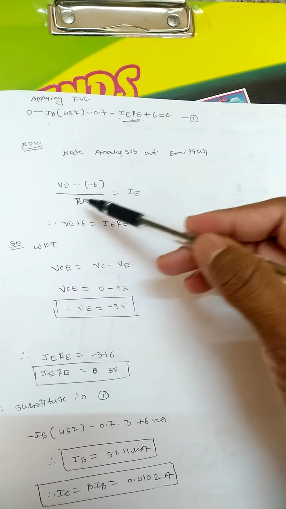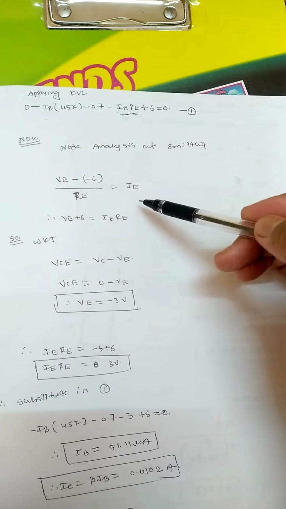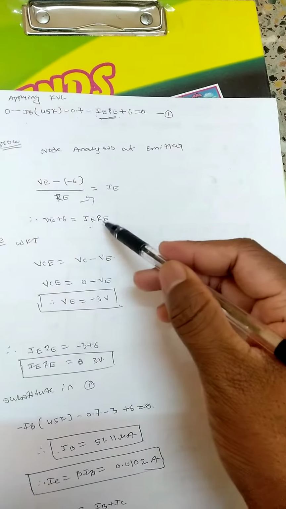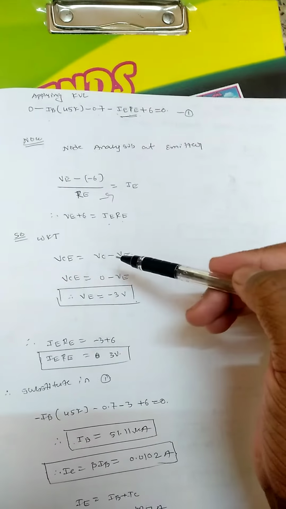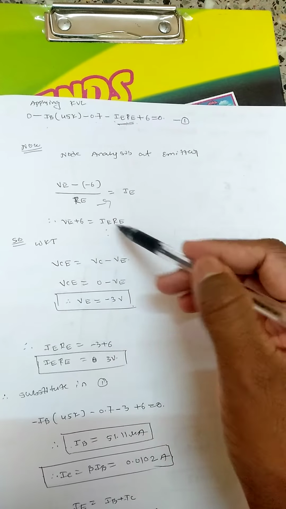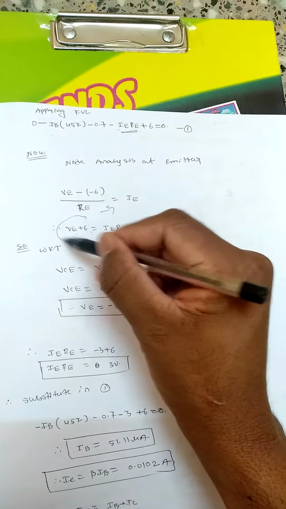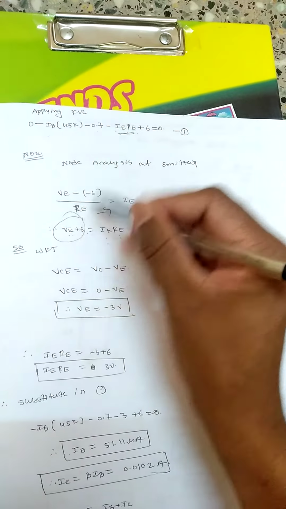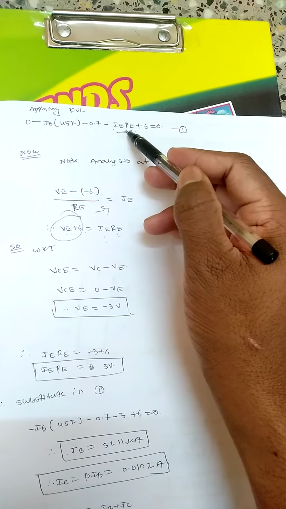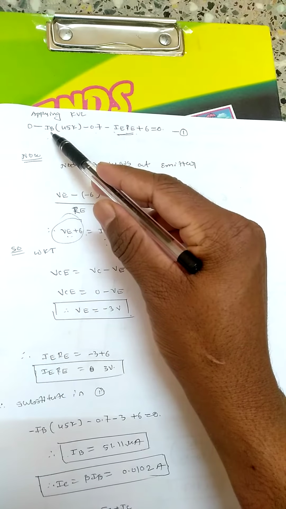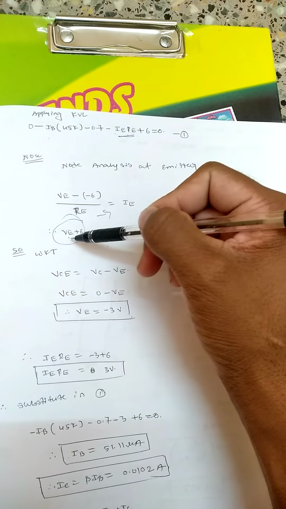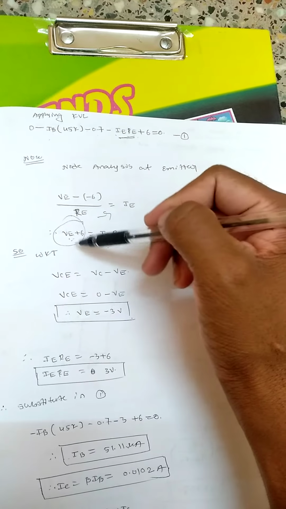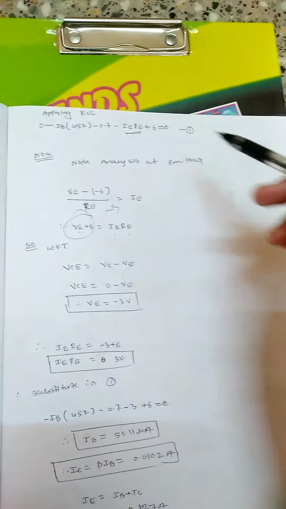VE minus of minus 6 divided by RE is equal to IE. So what can I write? I need to find out IE into RE, so I will multiply here. So IE into RE will be equal to VE plus 6. Okay, so I have found IE into RE equal to VE plus 6. But again the problem is that I don't know VE. So though I have substituted IE into RE as VE plus 6 here, I don't know VE, so I can't find out IB. So I need to first find out VE here. Then only I can substitute IE into RE for VE plus 6 and then substitute for VE. So then at the end we will be getting IB.